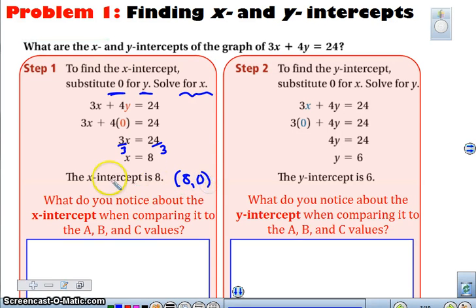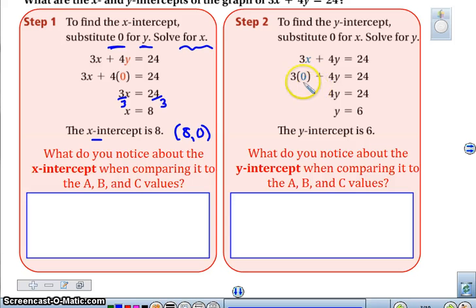It's on the x-axis. Whereas when we find the y-intercept, we replace the x with 0 and we solve for y. When you replace the x with 0, you have 4y equals 24, and you would divide both sides by 4 to get y equals 6. So the y-intercept is 6, which is located at the point (0, 6).